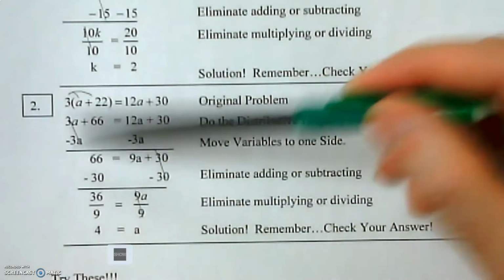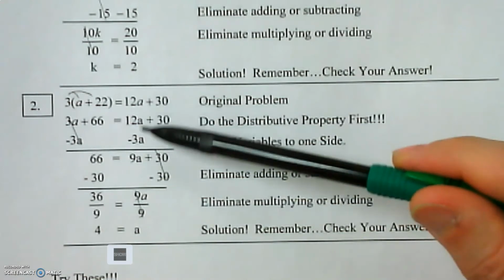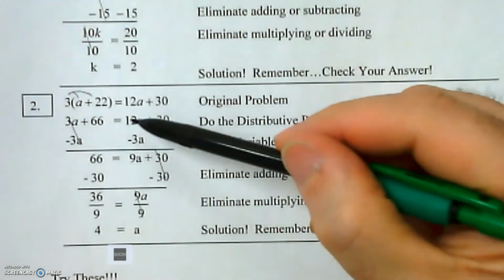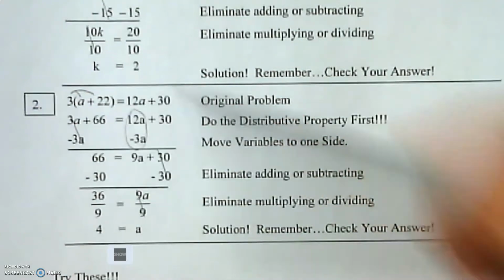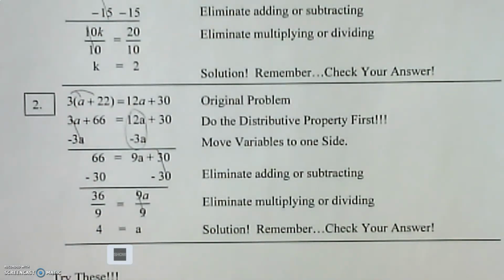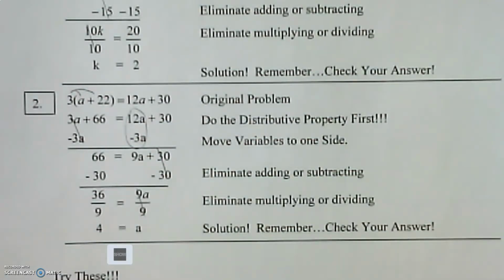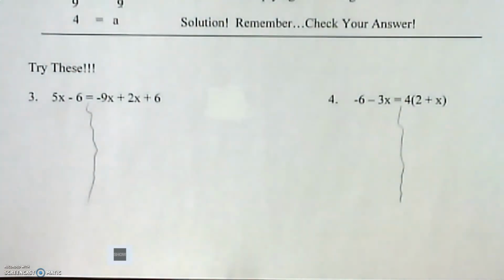But we would cancel 3a here. And look, 12a minus 3a is 9a. So you have to combine like terms. If you think about it, you have to combine them together. That's where that 9a came from. Okay, then you can see cancel the 30. And divide. So we're going to just try these two together.